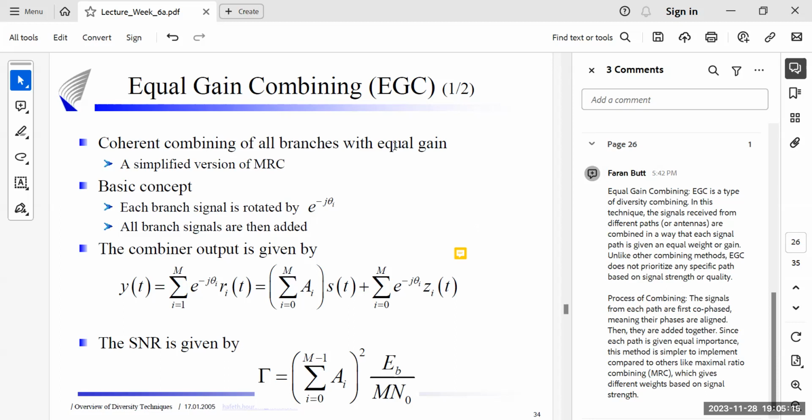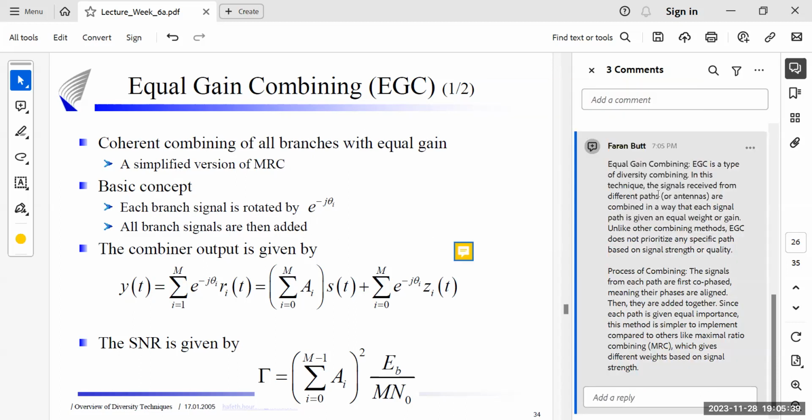Coherent combining of all branches with equal gain. So this is actually the coherent combining of all branches with the equal gain. And it is also sometimes considered a simplified version of the maximal ratio combining. The basic concept is that each branch signal is rotated by e power minus j theta i, and all branch signals are then added, right? So let me tell you the detail of that.